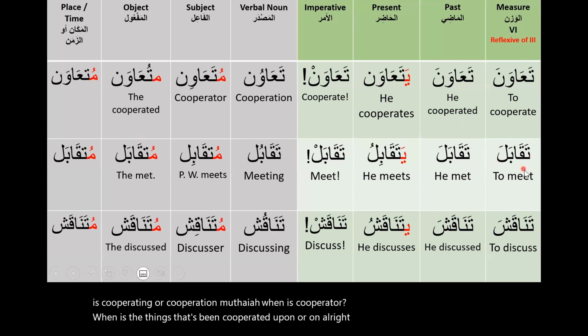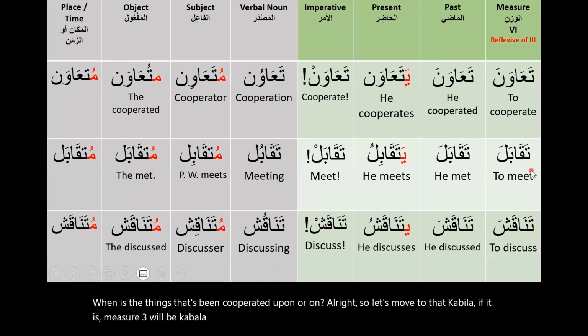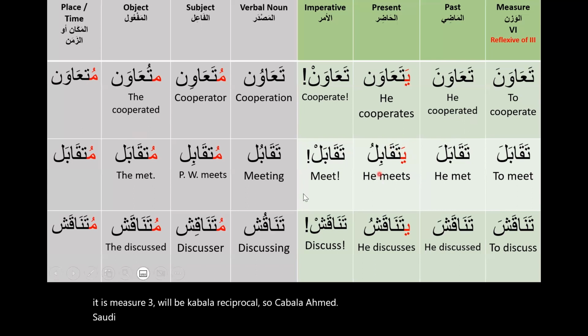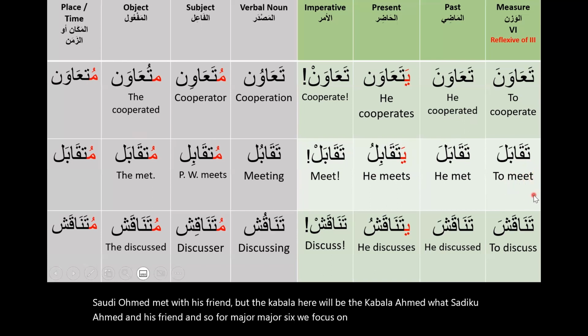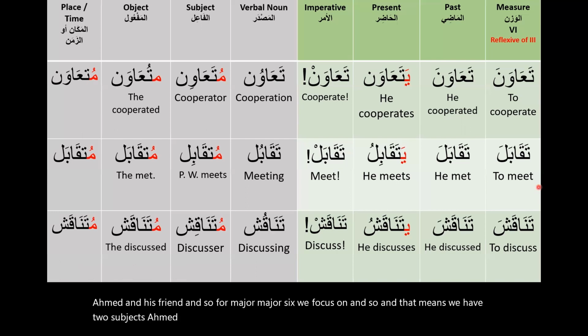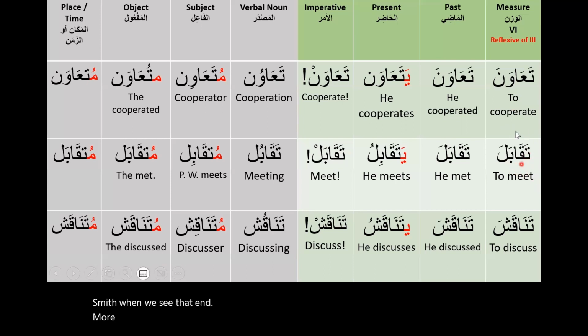All right, so let's move to تقابل. If it is measure 3, it will be قابل, reciprocal. So قابل أحمد صديقه. Ahmed met with his friend. But تقابل here will be تقابل أحمد وصديقه, Ahmed and his friend. And so for measure 6, we focus on "and". So "and" means we have two subjects, Ahmed and his friend. Ahmed and his mother, Ahmed and his brother, John and Smith. When we see that "and", most of the time it is measure six.